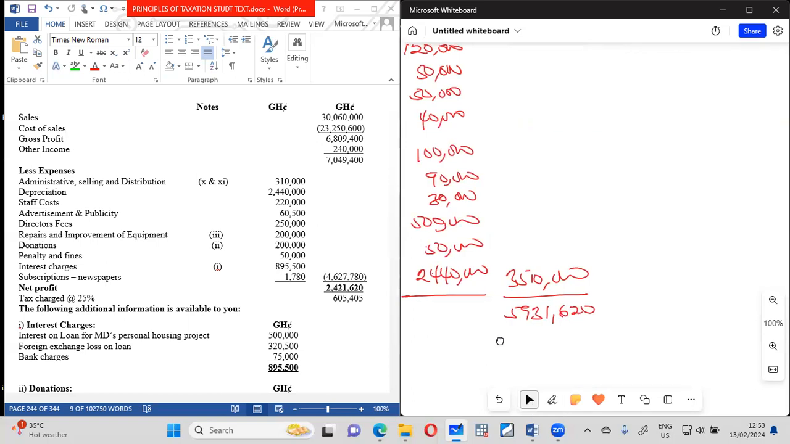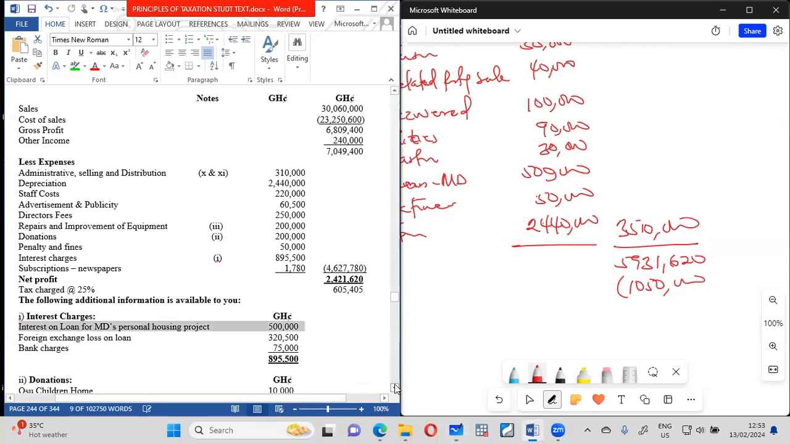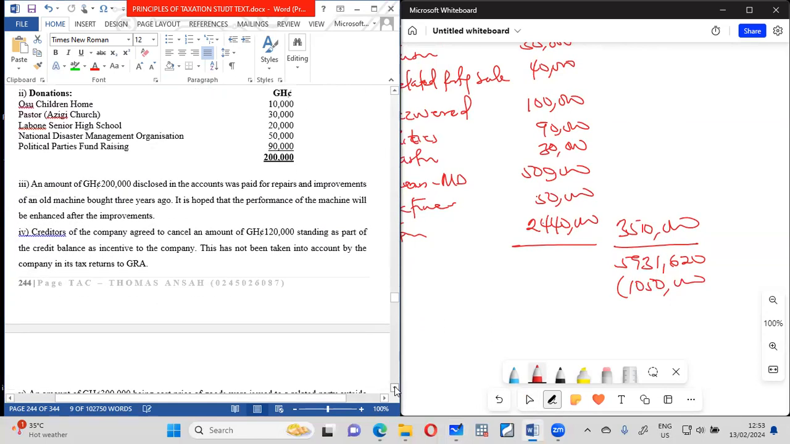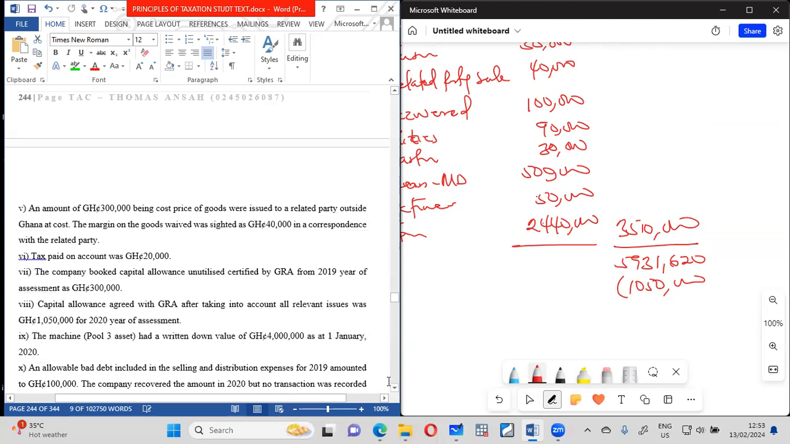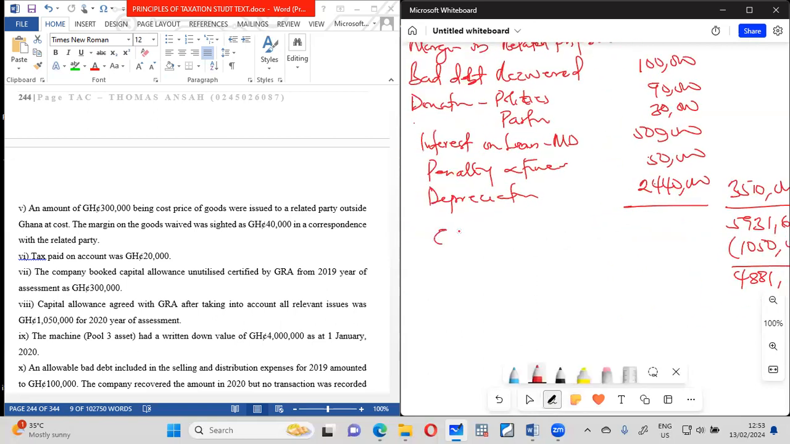All right, don't forget we have some capital allowance to deduct. So how much was the capital allowance? I remember it to be something like this. Yeah, after considering everything, I can still keep my 620 and do minus 1050. So that gives me 4881,620. All right. So that is that. That is the chargeable income of the company. So this one was my capital allowance.